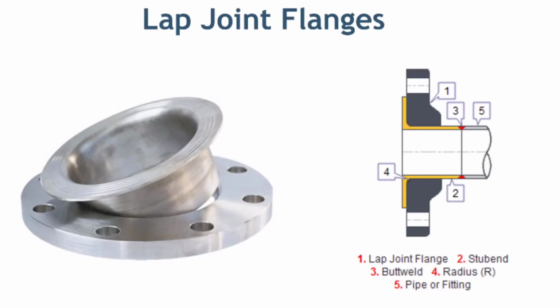Lap joint flanges are very similar to slip-on flanges. But lap joint flanges include a radius at the intersection of the flange face and the bore to accommodate the flanged portion of the lap joint stub end, making it only compatible with lap joint stub ends. Lap joint flanges are available in standard dimensions like other flange types.